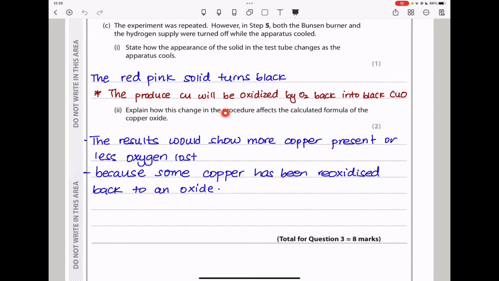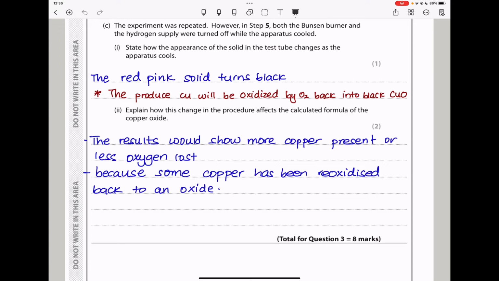Explain how this change in the procedure affects the calculated formula of the copper oxide. At the end, we will expect that the solid present inside the test tube should only be copper. So if some copper oxide exists, it means the mass of copper that is going to be assumed is going to be higher than it actually is.